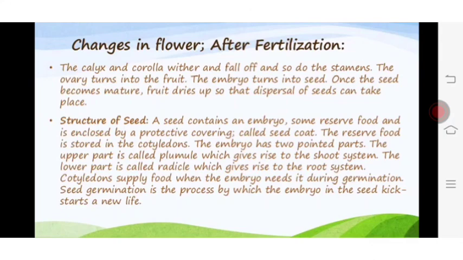Structure of seed. A seed contains an embryo, some reserve food, and is enclosed by a protective covering called seed coat. The reserve food is stored in the cotyledons. The embryo has two pointed parts. The upper part is called plumule, which gives rise to the shoot system. The lower part is called radicle, which gives rise to the root system. Cotyledons supply food when the embryo needs it during germination. Seed germination is the process by which the embryo in the seed kickstarts a new life.